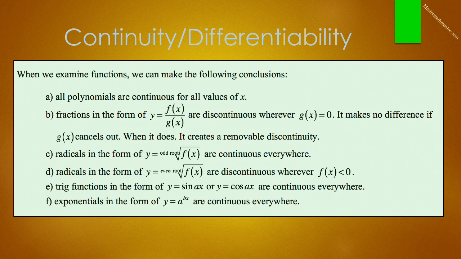C, radicals in the form of y equals an odd root of f of x are continuous everywhere, while D, radicals in the form of y equals an even root of f of x are discontinuous wherever f of x is less than 0. Trig functions in the form of y equals sine of ax, or y equals cosine of ax are continuous everywhere. And finally, exponentials in the form of y equals a to the bx power are continuous everywhere.